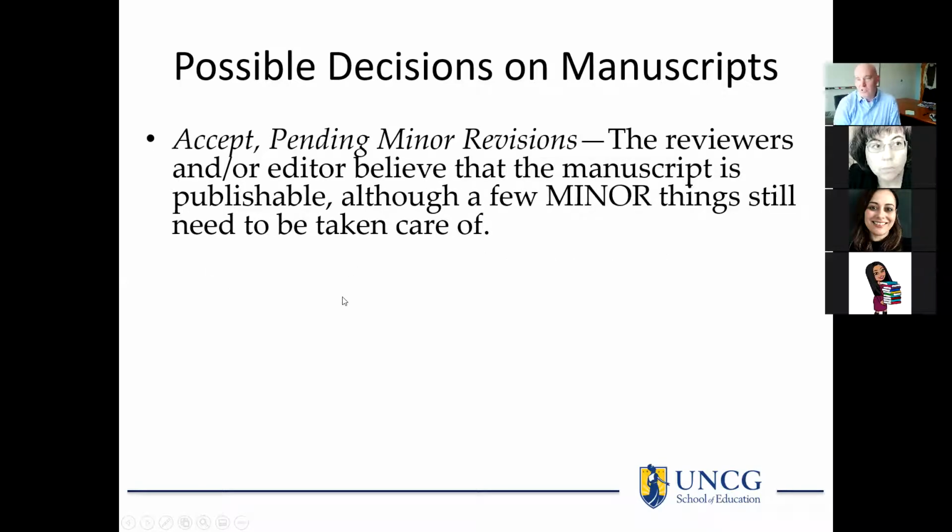This still is very rare, okay? This is what you consider really good news that you can walk around and be proud about for the rest of the week. If you get an accept pending minor revisions on the first go round, that has happened since I've been editor maybe 6 times out of well over 1,000 manuscripts. So again, it's not going to happen. This should not be your definition of success on this, okay?